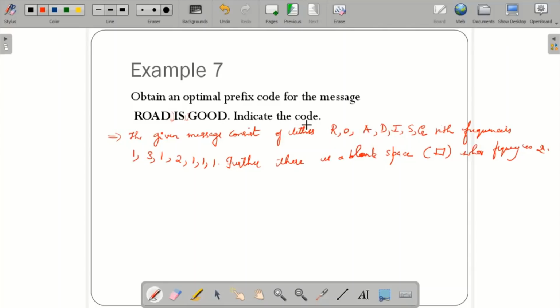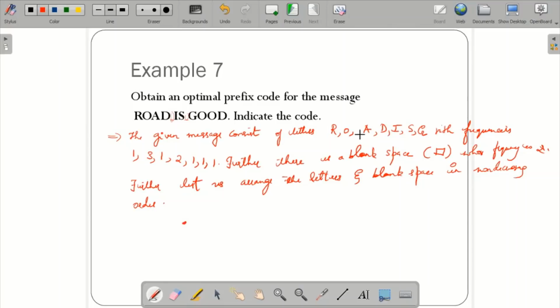Further, we write this in non-decreasing order. Let us arrange the letters and the blank space in non-decreasing order. Then R, which is the lowest one, goes in this order itself. R is 1, so write R1.